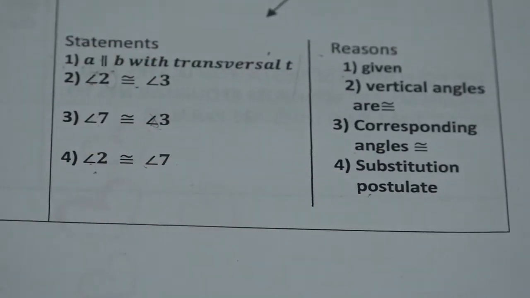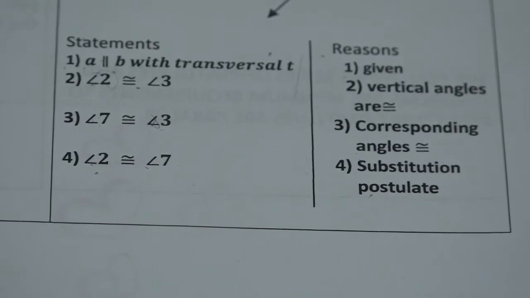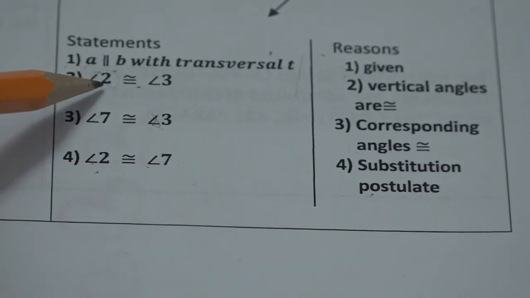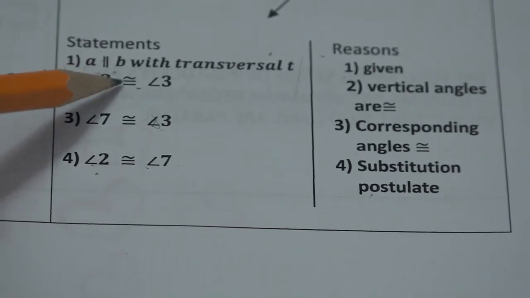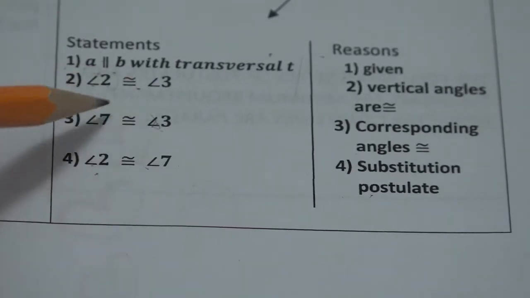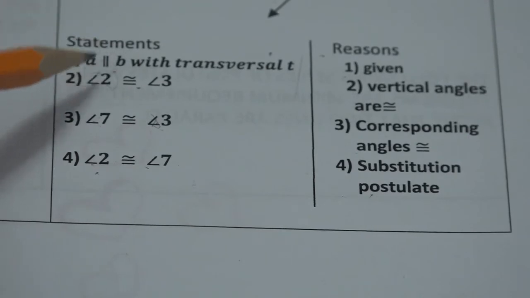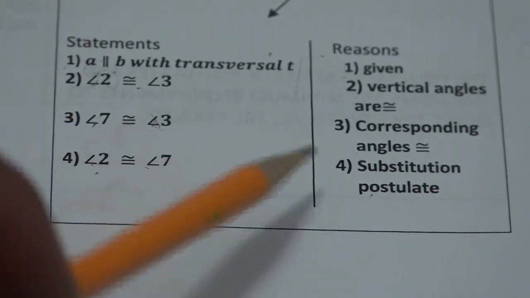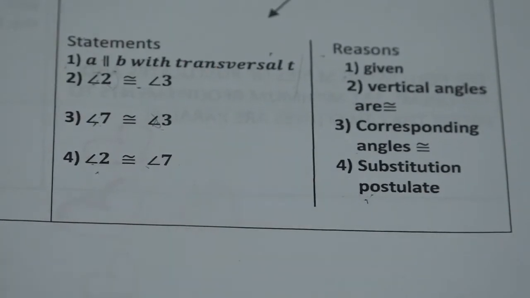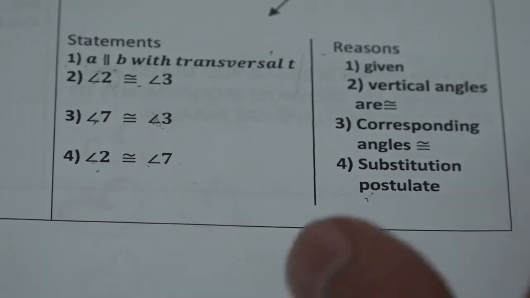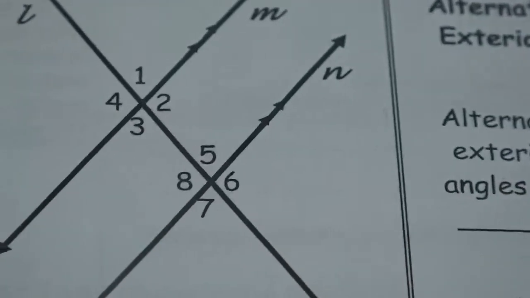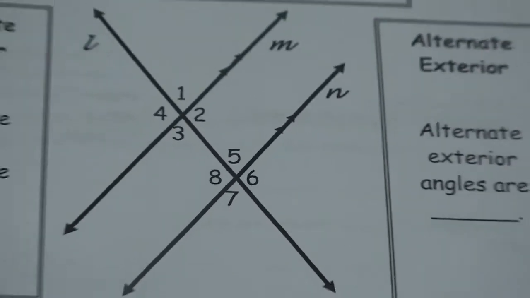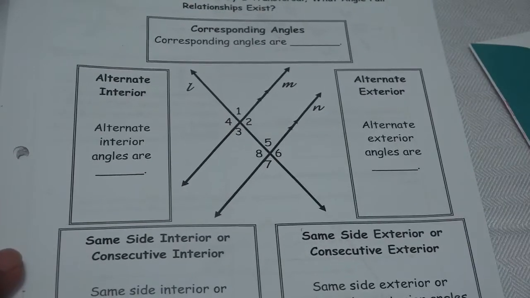But of course, could I have used something else? Of course I could have. If A is equal to B and B is equal to C, then A is equal to C. So if angle 2 is congruent to angle 3 and angle 3 is congruent to angle 7, I can automatically say that angle 2 is congruent to angle 7 by the transitive property. But in this case, remember that there are many ways in which you could actually prove a theorem. All right, with this one, I don't think you need any help.